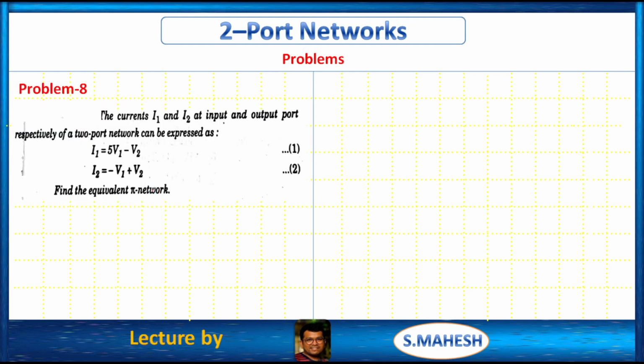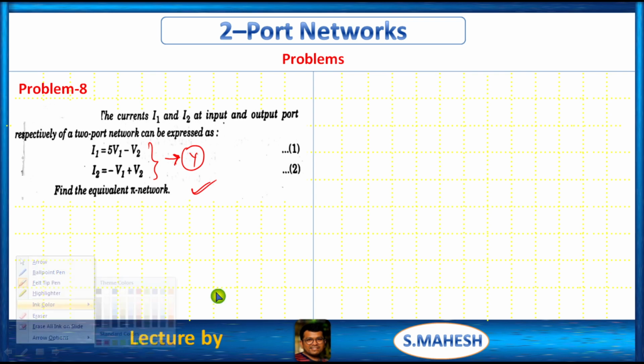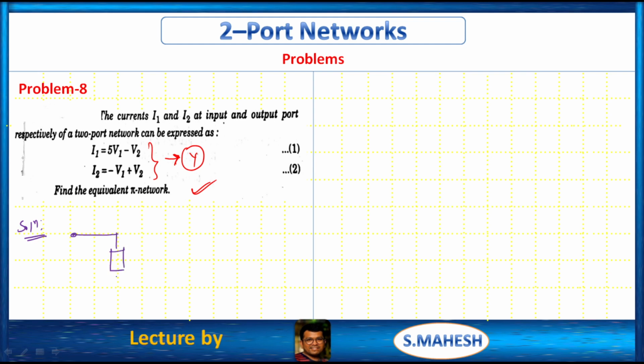35.35 watts. Next question: the currents I1, I2 at the input and output ports respectively of a two port network can be expressed as... So this is the representation of what? Y, right? I1, I2. Obviously, we will get the equivalent pi network with respect to the Y parameter representation. Therefore, we can summarize like this. It looks like a pi.